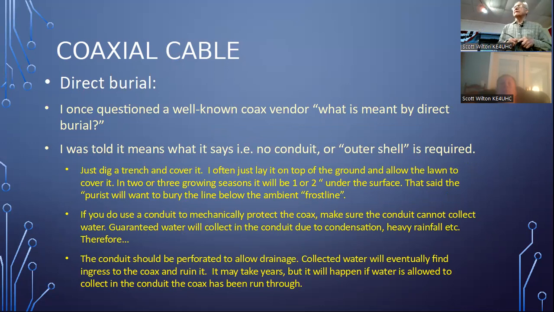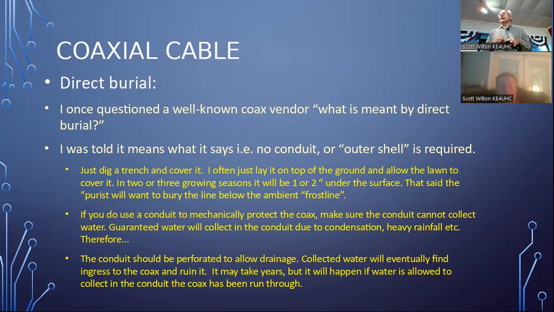I once asked, when you say direct burial, because you print that directly on the outside of your RG8X cable and others, there's a local vendor that we all know and love, or some of us have a love-hate relationship with. It's a big, well-known name of ham equipment in the local area. I asked one of their guys, so when you say direct burial, do you mean it? And he said, absolutely, you can do that. They recommend you go below the frost line, but you can direct bury this stuff.